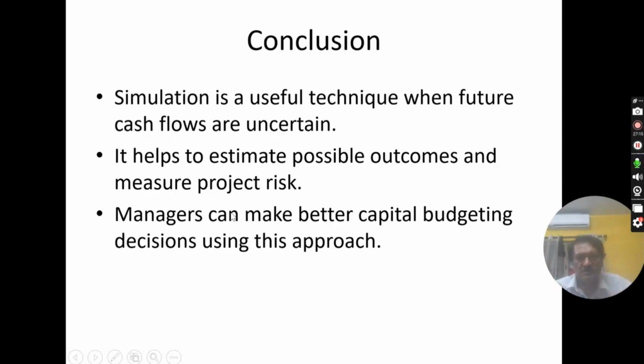Okay, and this is the final conclusion of this problem. Simulation is a useful technique when future cash flows are uncertain. It helps to estimate possible outcomes and measure project risk. Managers can make better capital budgeting decisions using this approach.